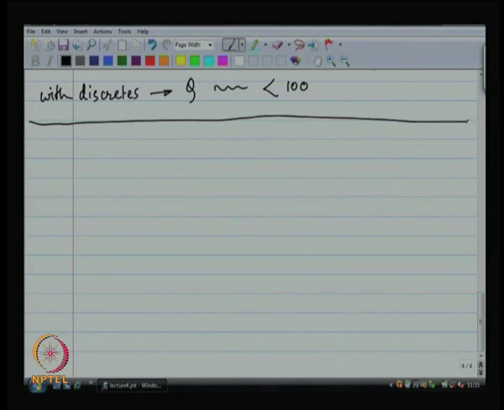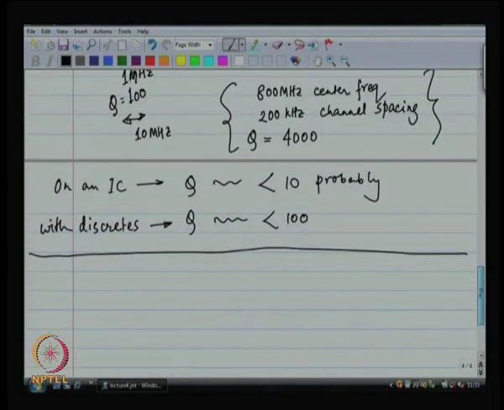Obviously, people do it even then, right. I mean, you do resolve 200 kilohertz channel spacing. So, there are other techniques to do it. You translate it to baseband, where the center frequency is much lower. Okay. So, you use a mixer. So, this is what we do.